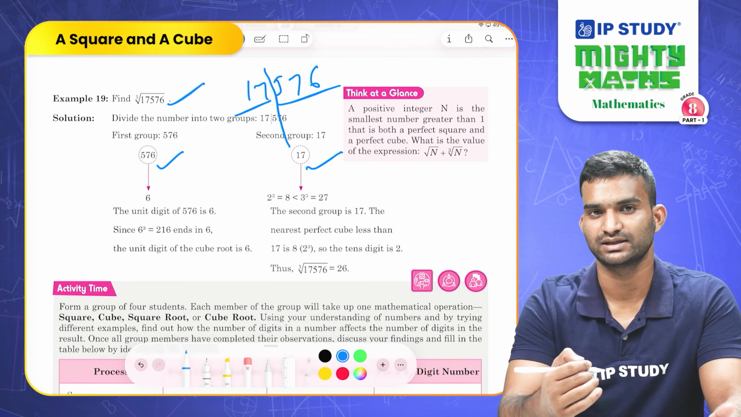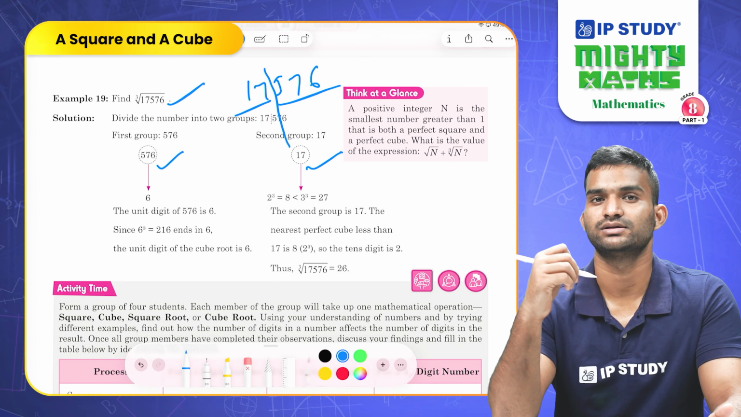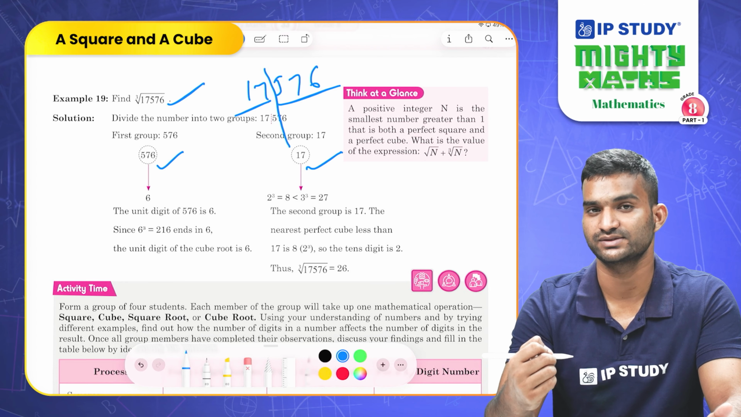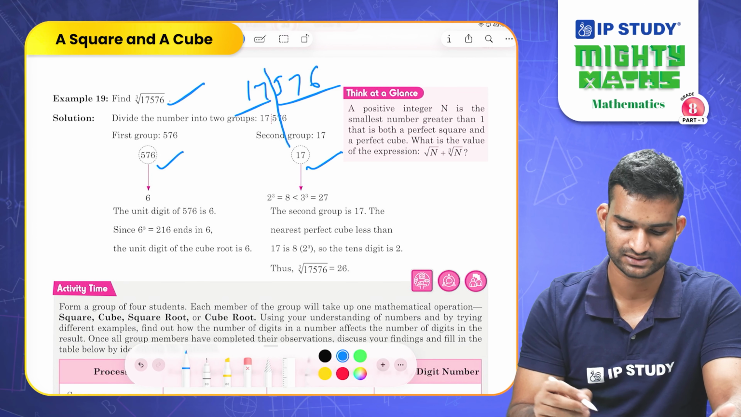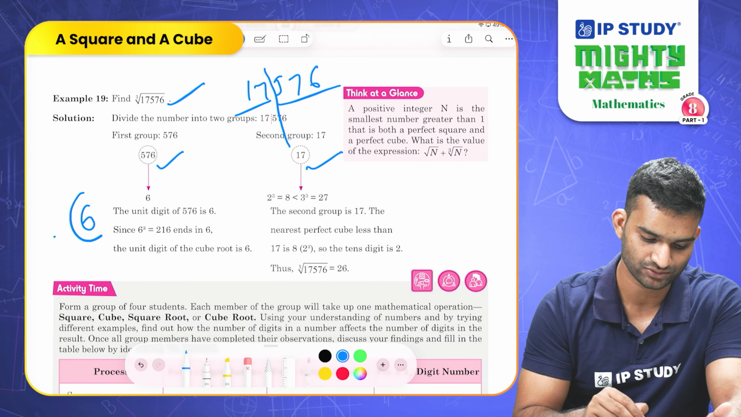So we can see that the unit digit of 576 is 6, and the cube root of a number with unit digit 6 always has 6 as its unit digit. So we can see that the cube root will always contain 6 as the unit digit.